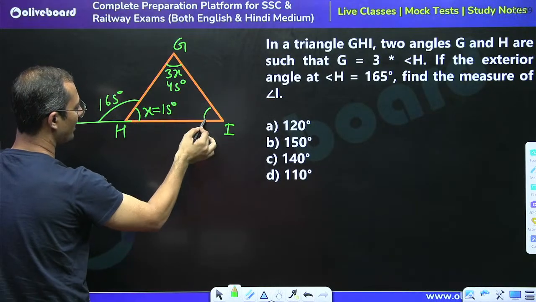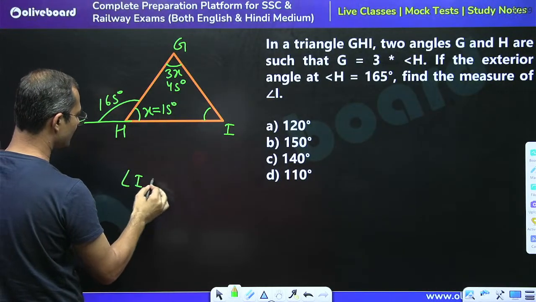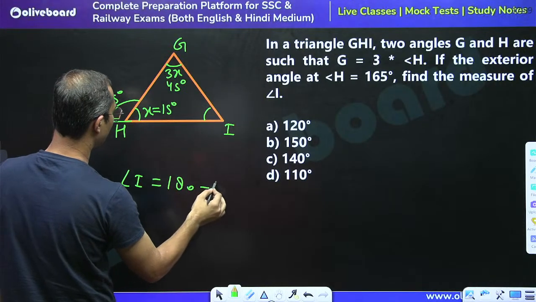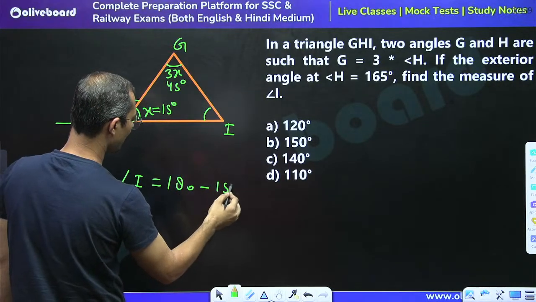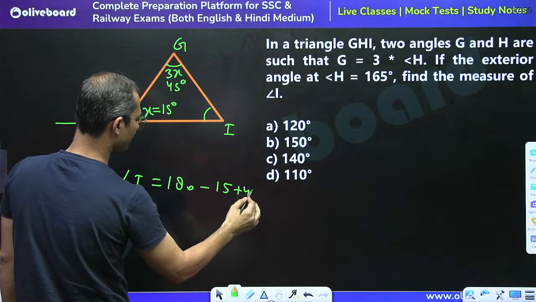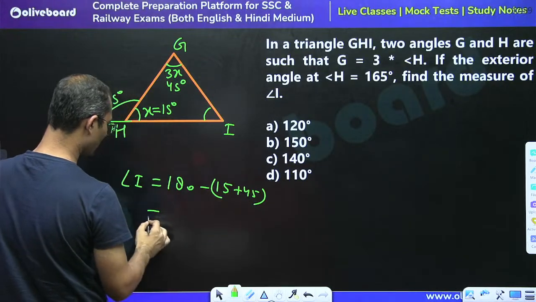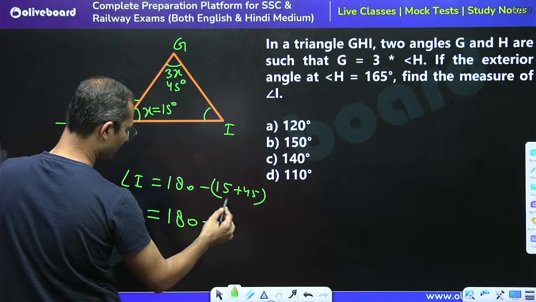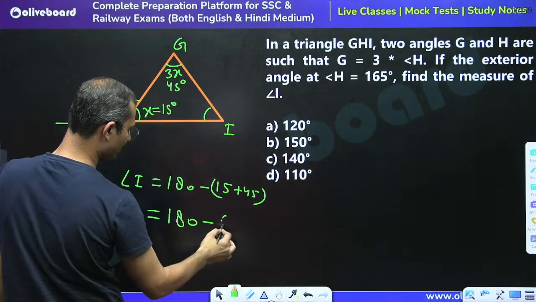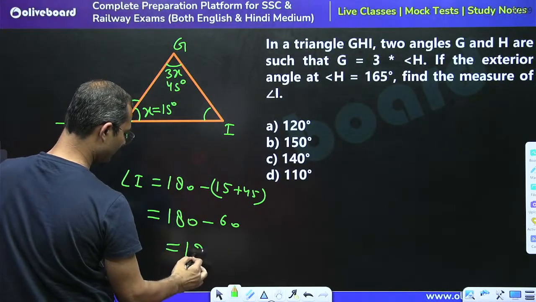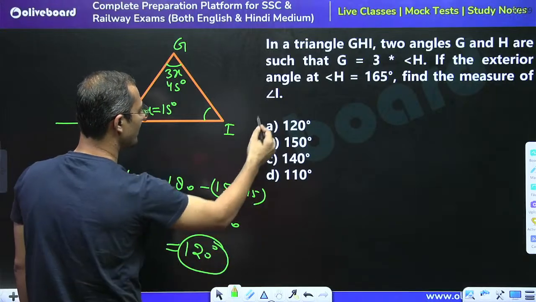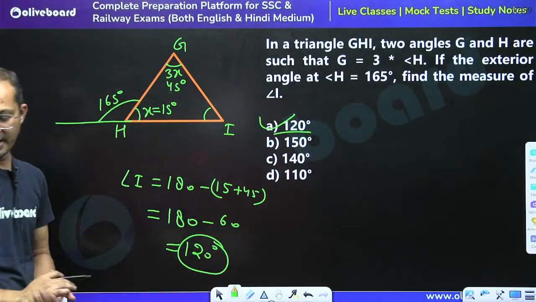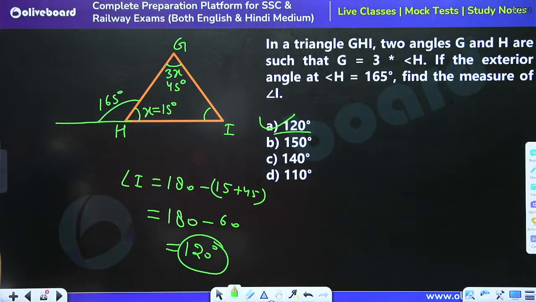So what is the angle of I? Angle I is equal to 180 minus (15 plus 45), right? So this is equal to 120 degrees. So we can say that 120 degrees is the right answer. A part is the right answer. Yes, A is the right answer.